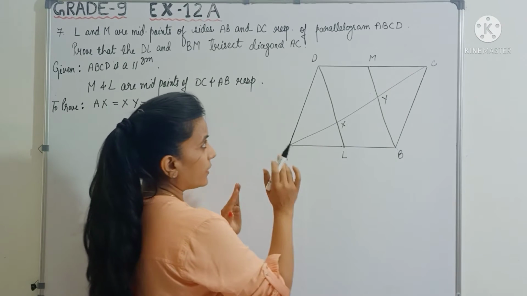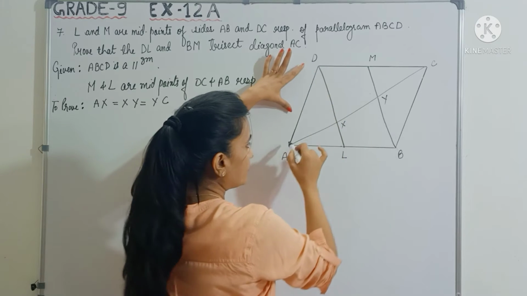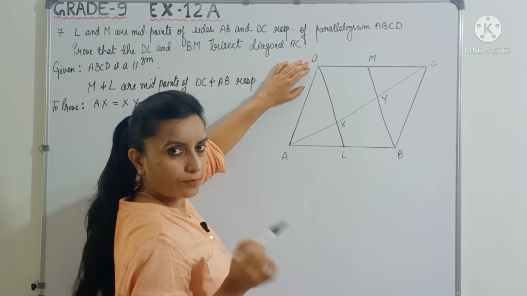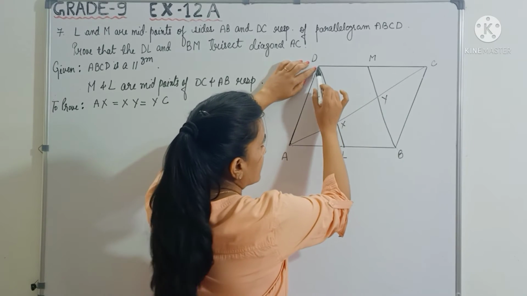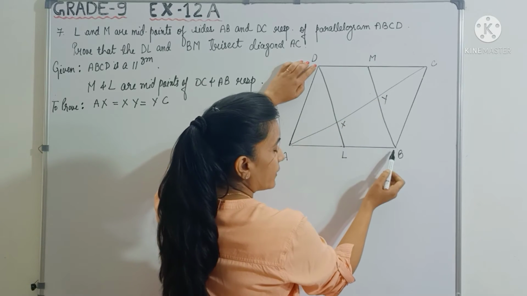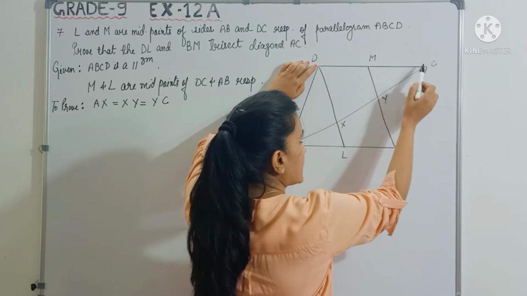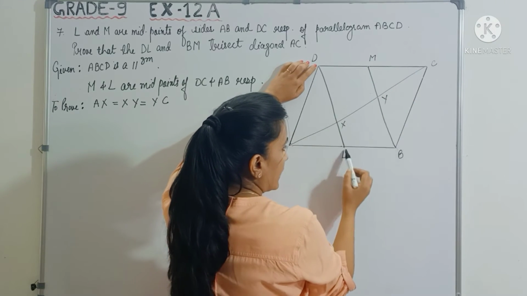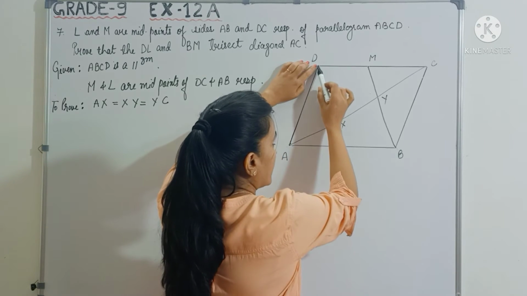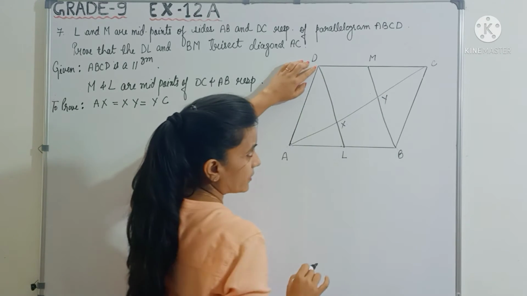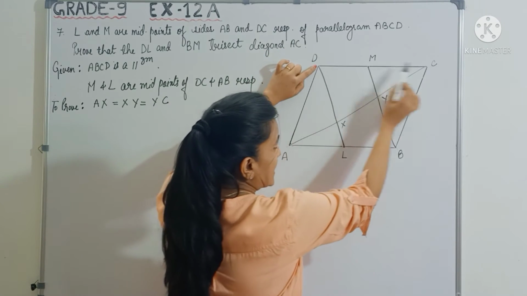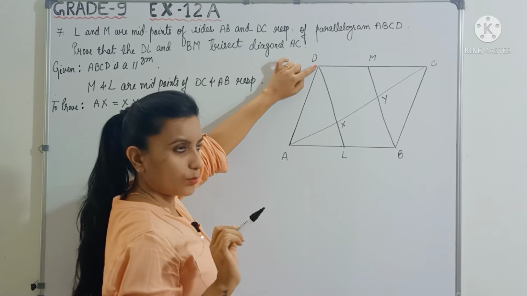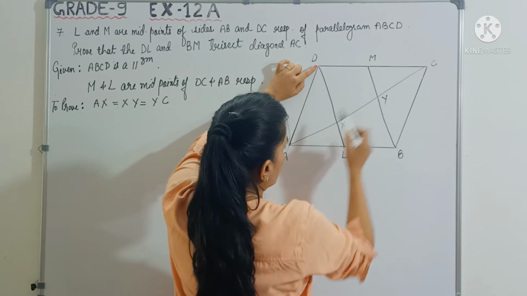See, here ABCD is a parallelogram, right? Okay, so in a parallelogram the opposite sides are equal and parallel. So can I say that DM is parallel to LB? Why? Because see, DC is parallel to AB, correct? And DM is a part of DC and LB is a part of AB. So I can say that DM is parallel to LB, right? Now also DC is equal to AB, correct? Because in a parallelogram the opposite sides are equal, right? So DC is equal to AB.